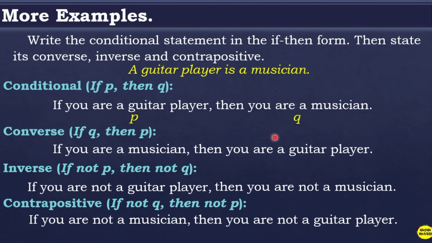Now, let us identify if it's true or false. If you are a guitar player, then you are a musician. This is true. Kasi once na nagpe-play ka ng kahit anong instrument, you are considered a musician. So, this is true. Next, if you are a musician, then you are a guitar player.